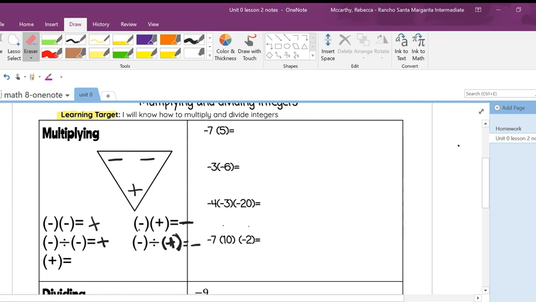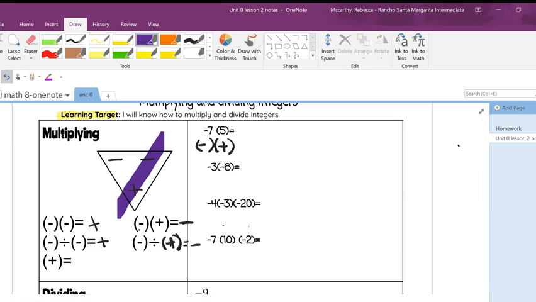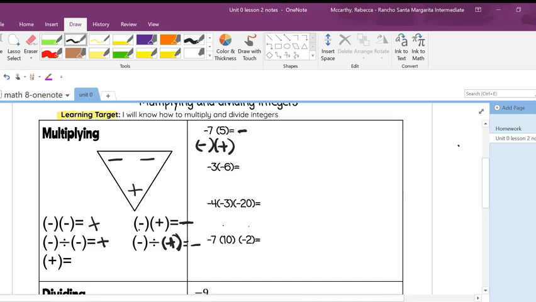Okay, so using that idea to do negative 7 times 5. Always deal with the sign first so you don't forget your sign. I know this is a negative times a positive. So I'm going to use my drawing here and cover up a negative and a positive, and the only thing showing is a negative. So I know already that my answer is negative. So I'm going to write negative, and I do 7 times 5 is 35. I wonder if your planner has a times table chart on there.